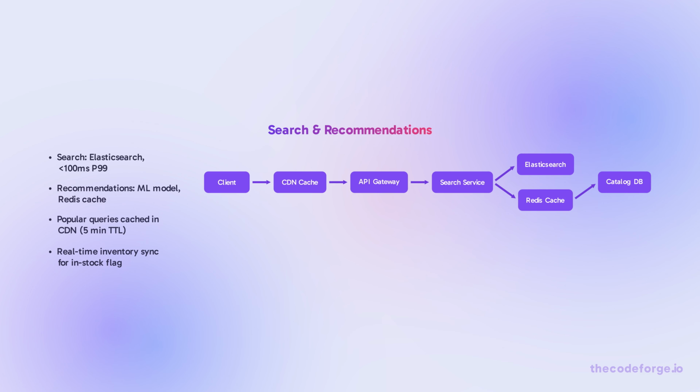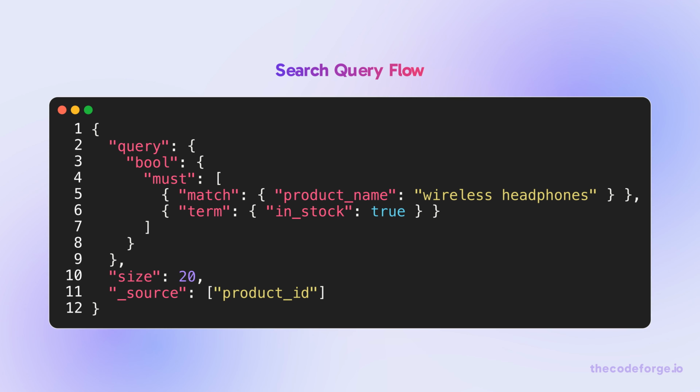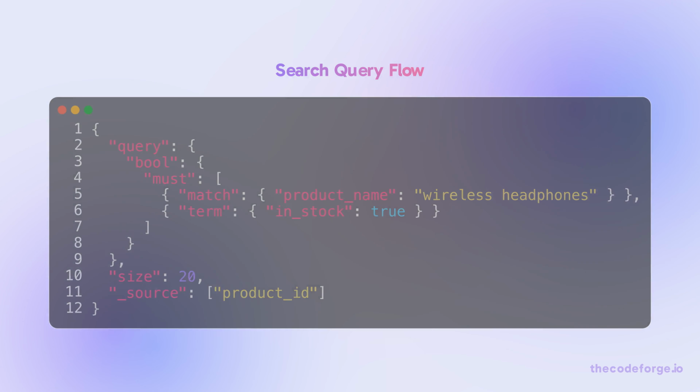Search and recommendations are the highest read load. Search queries Elasticsearch with under 100 ms P99 latency. Recommendations use precomputed ML model outputs cached in Redis. Popular queries are cached in the Content Delivery Network with a 5-minute TTL. Here's the search query flow. The client sends a query, the API gateway checks the Content Delivery Network cache, on a miss routes to the search service which queries Elasticsearch. The response returns product IDs, then fetches full details from Redis.